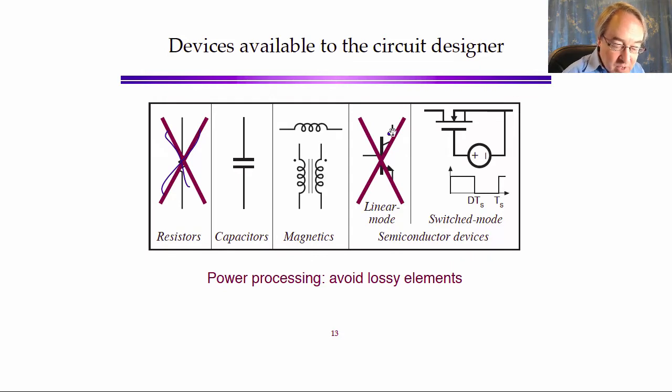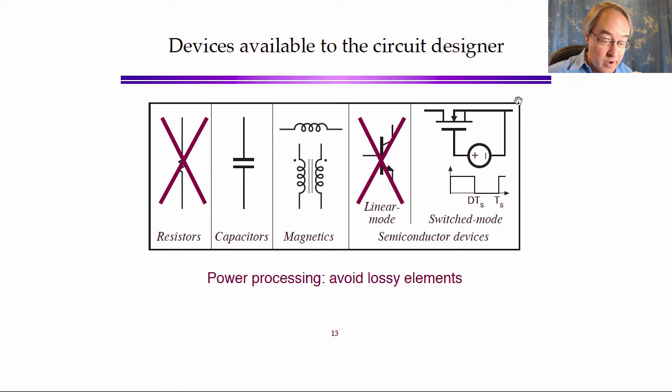We avoid linear mode transistors for the same reason that we avoid resistors. A Class A amplifier, for example, operates with a transistor having voltage across it and current through it at the same time, and so it consumes power. On the other hand, switched mode transistors, or transistors that are operated as on-off switches, are good.